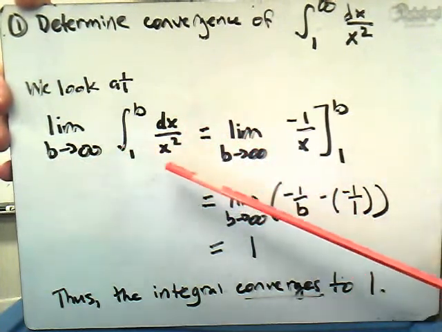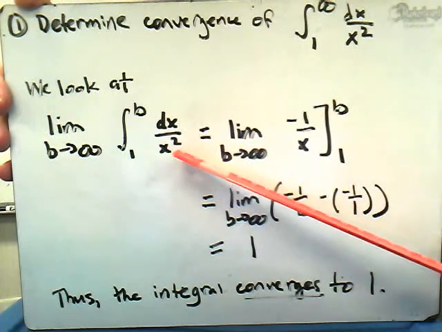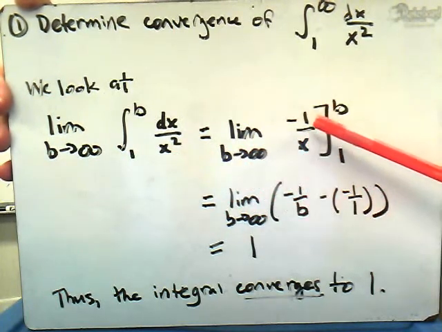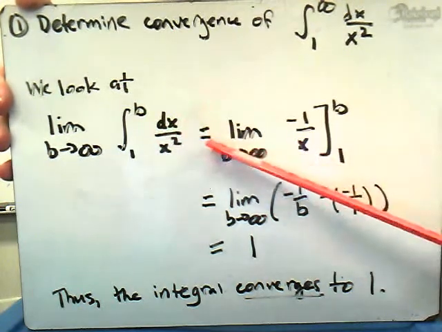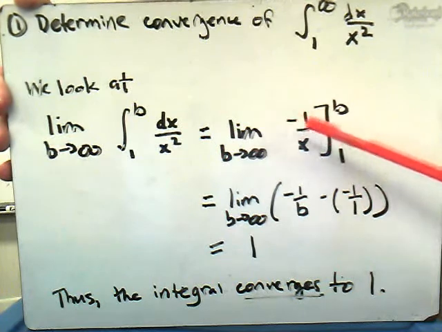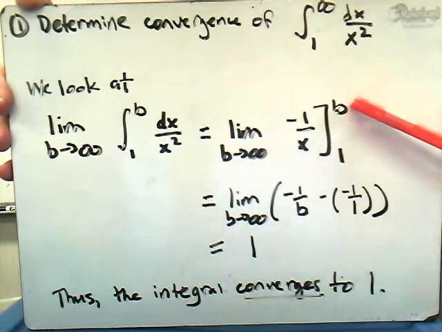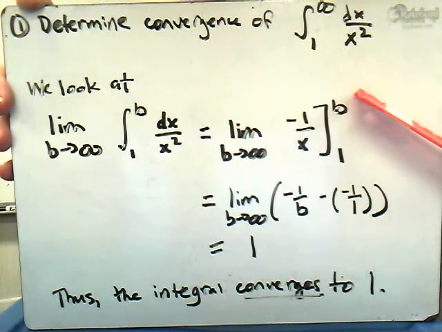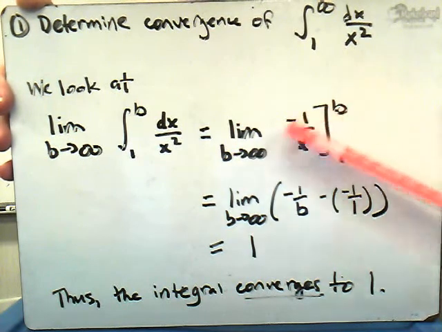Well, we proceed just like we find any other integral. We find the antiderivative, which in this case is negative 1 over x, and do the limit as b goes to infinity of this particular integral. Notice how we don't use the infinity as one of our limits. This is something that's frowned upon in calculus classes.